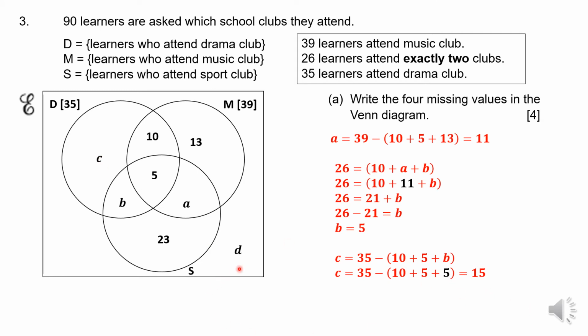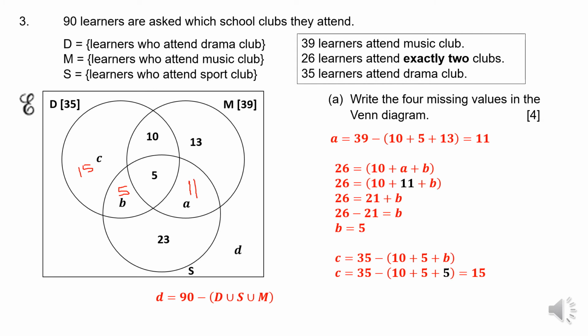So what I'm left with is to find the value of D. In order to find the value of D, if I add everything here, remember now you have your value of A. So what you do is you take, for example, your calculator. You know that A is 11, and you know that your B is 5, and you know that your C is 15.